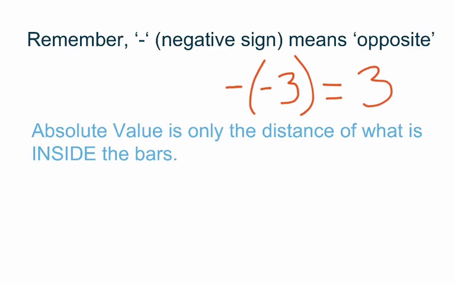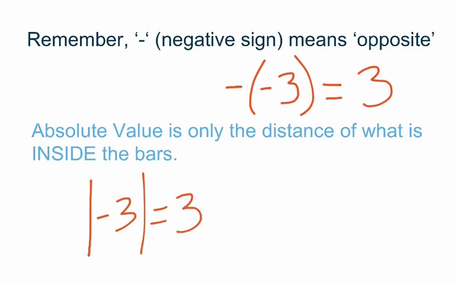So now we're going to combine this with absolute values and talk about what that does. Going back to the new topic of the day, absolute value is only the distance of what is inside of the absolute value bars. So the absolute value of -3 is 3. It's 3 away from 0.